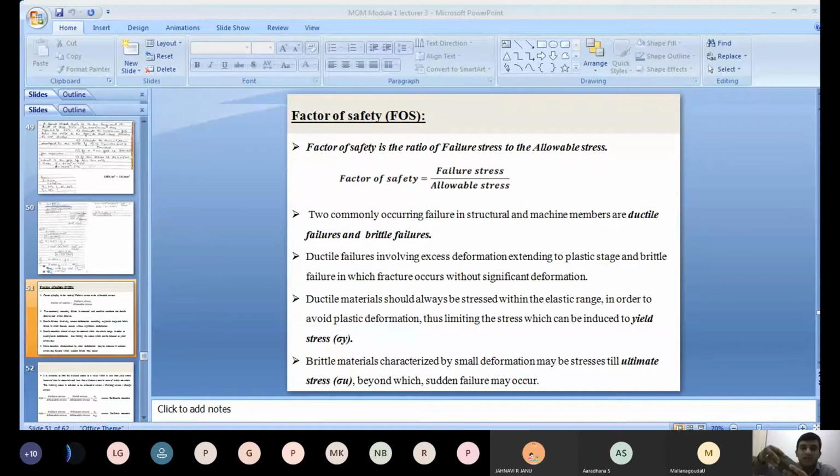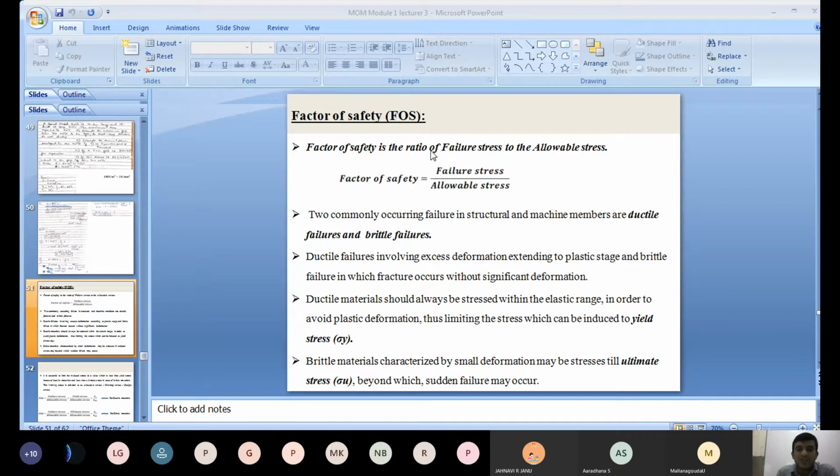If you apply a load on the ductile material, how much load are you going to apply here? Whatever stresses are developed in the material should be less than the yield stress. Then the material can withstand that load. Again, if you increase the load, what happens if it reaches yield stress? If it crosses yield stress, the material will fail. Once it reaches the plastic region, the ductile material will fail, and then you go for replacing that component. So you limit the stress which can be induced to the yield stress.